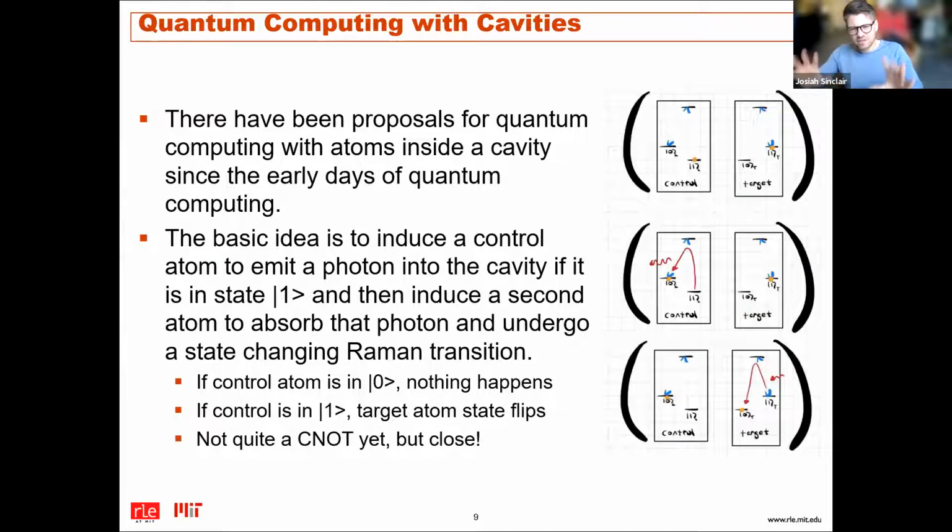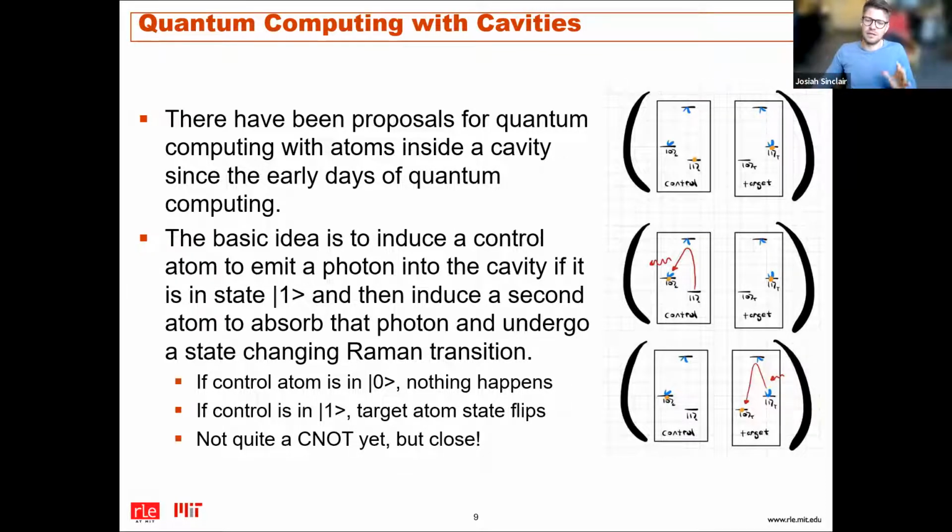Okay, so the first thing I should say, though, is that anyone in the audience who's been here for a long time will know that this is not the first proposal for doing quantum computing with atoms inside cavities. In fact, some of the earliest proposals for how to implement a quantum gate between two atoms are from the 90s, and they involved photon transfers inside a cavity. So no Rydberg atoms, we're just using the cavity to mediate two atoms interacting.